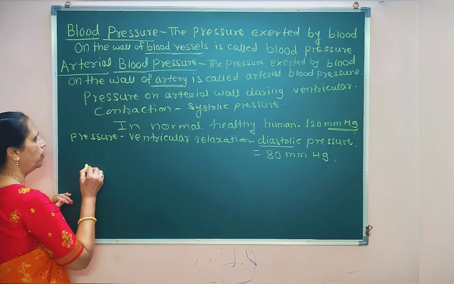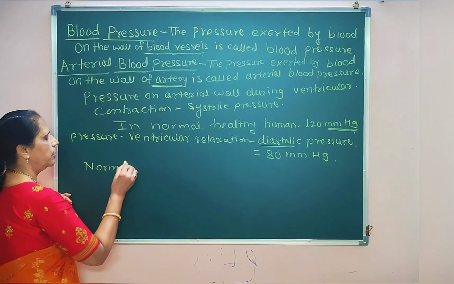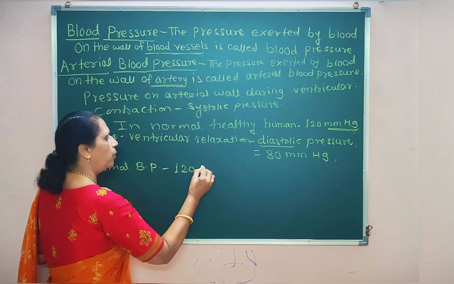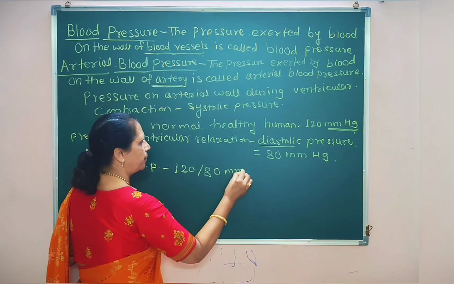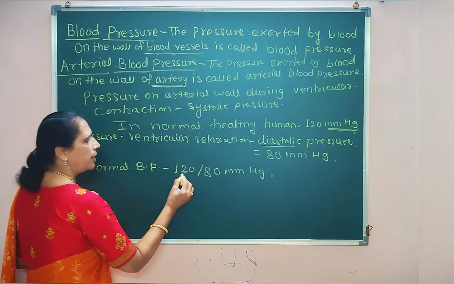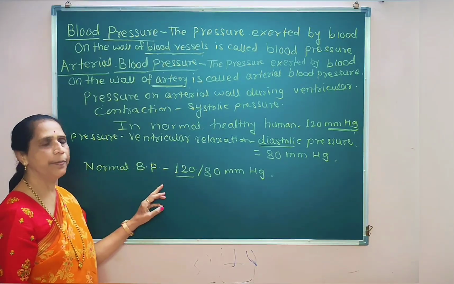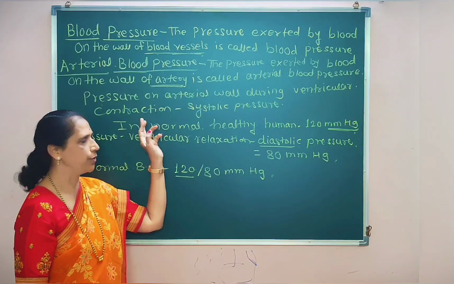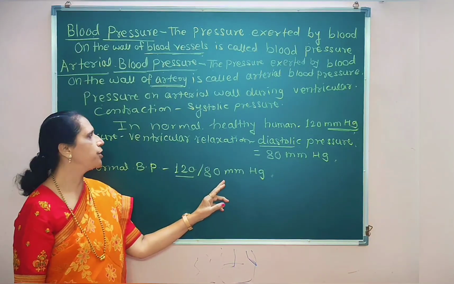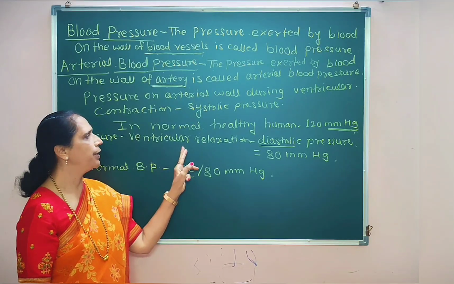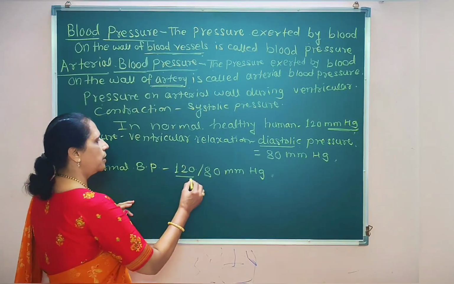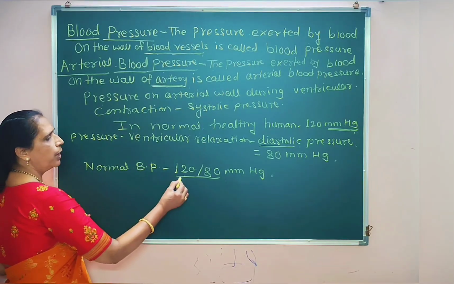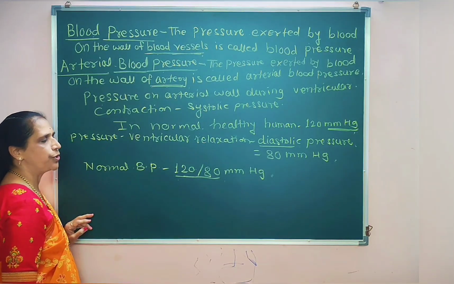Hence the normal blood pressure in an adult is written as 120 over 80 mm of Hg. That is, 120 means systolic blood pressure, the pressure on the arterial wall during ventricular contraction, while 80 mm Hg is the pressure during ventricular relaxation. This is in a normal healthy adult human.